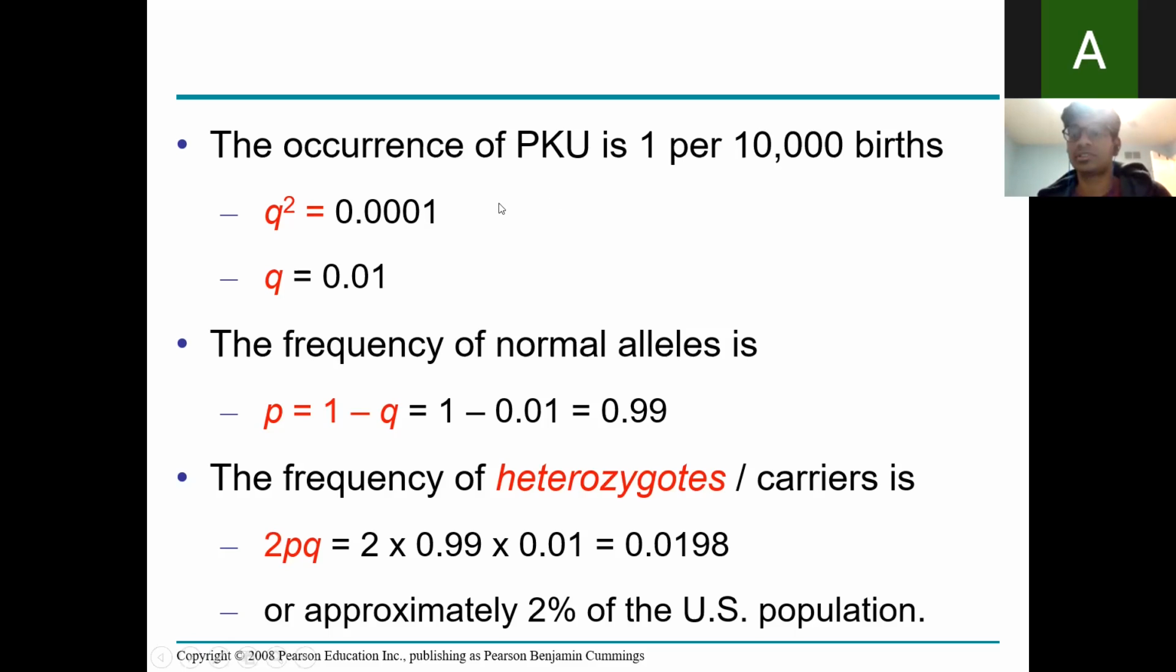So that means q squared. q is usually denoted for the recessive allele. Of course, you can have other types, it doesn't always have to be dominant and recessive, but q is usually the recessive allele. So q squared, having both recessive alleles, is this rate, and if you take the square root, you get 0.01 for q itself. Now you have p plus q equals 1. You know q and you know 1, so you can solve for p, which is 0.99. Then the frequency of heterozygotes is 2pq, which is 2 times 0.99 times 0.01, which is 0.0198, approximately 2%.